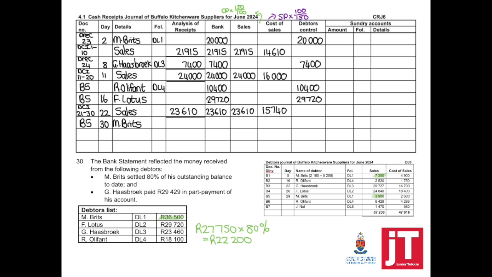it means that the balance is 27,750, and 80% of that will be paid, which means that we will receive 22,200 from this debtor. From Haasbroek, it is straightforward. They told you he paid an amount in part payment of his account, 29,429. Once we've completed the cash receipts journal, taking all the transactions to where they're supposed to go, we can total, and we start with bank, sales, cost of sales, and debtors control. There is nothing under sundry accounts.